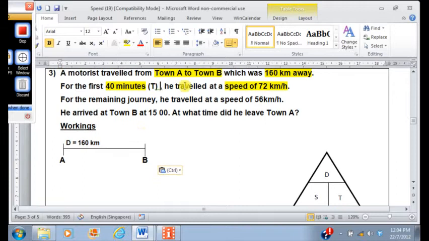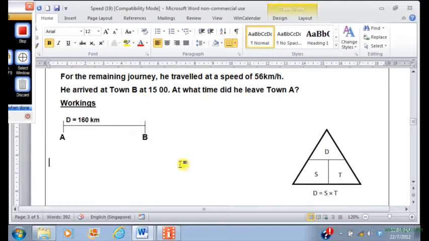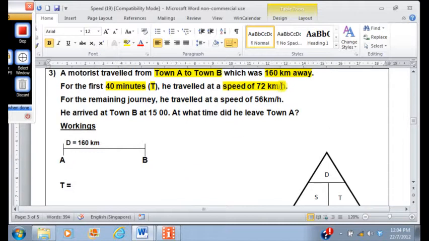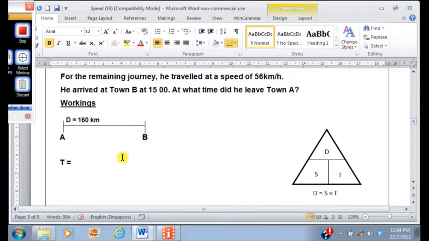We have time, which is here, 40 minutes. And we have speed. So we're going to use speed times time to find out the distance the motorist traveled for the first 40 minutes. But you got to be very careful because now the time is given in minutes. So we're going to change it to hours since our speed here is in hours. So this is what I call a blind spot. You got to be very careful with this.